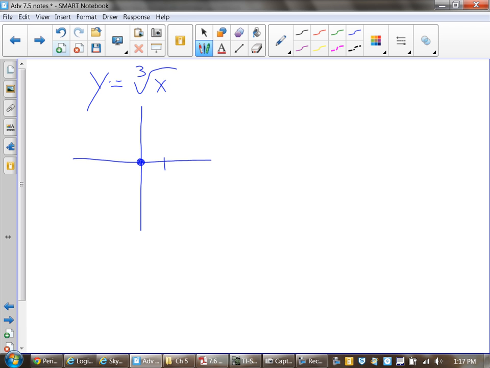What's the cube root of 1? 1. Can I take the cube root of a negative value? Yes. So what's the cube root of -1? -1.